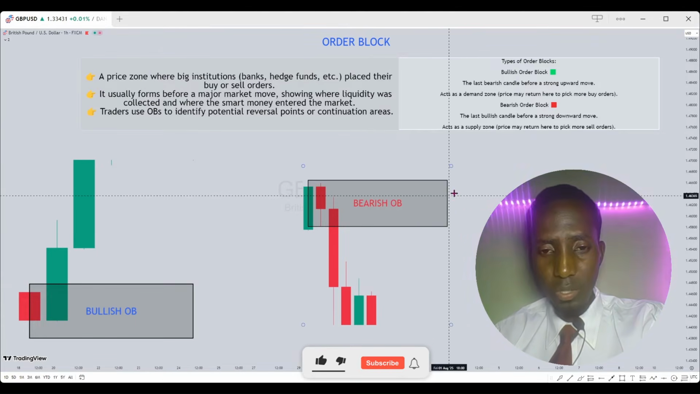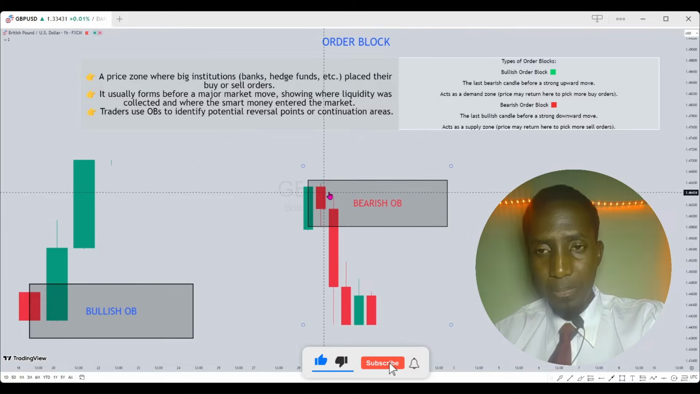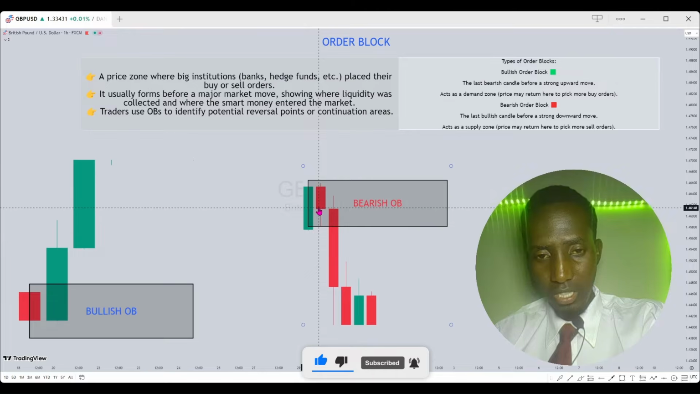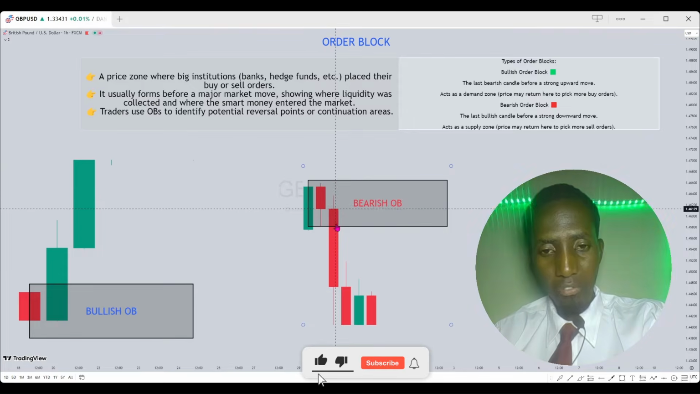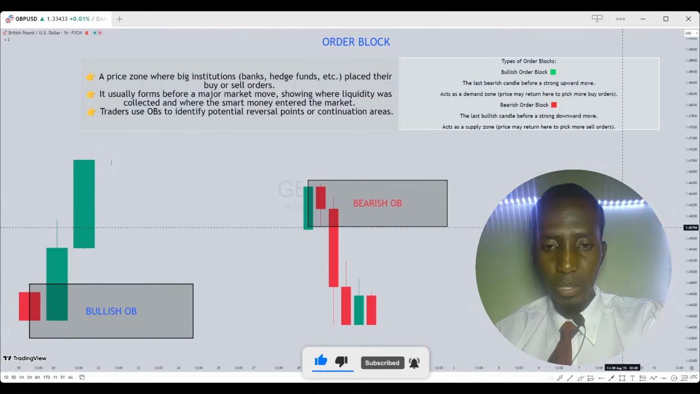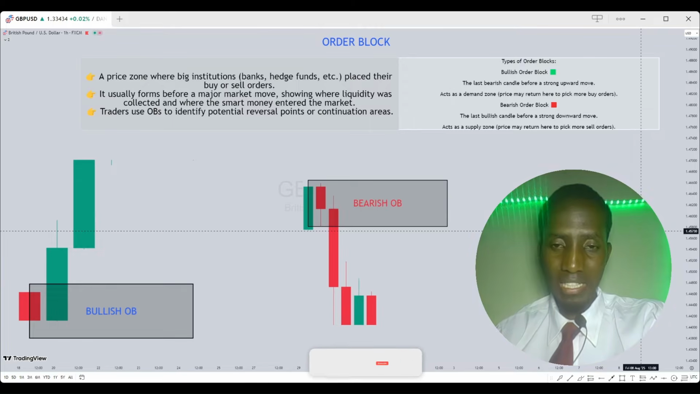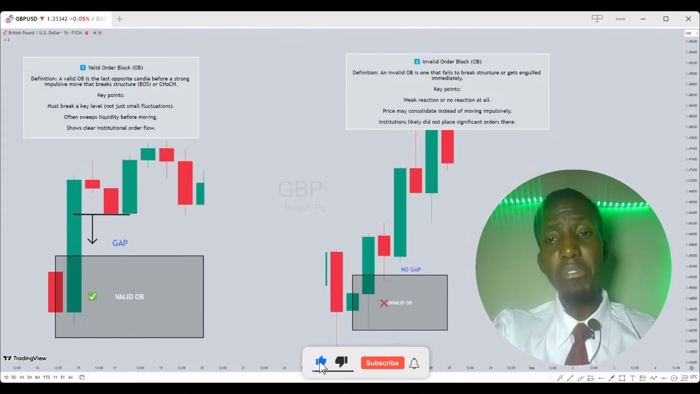It's just the opposite of a bullish order block. As you can see, this is the last bullish candlestick. We mark the last bullish candlestick before a strong move down, and then we wait for institutions to push this price to move up, and then we enter our sell. It's simple as that. Let's start with a valid order block.